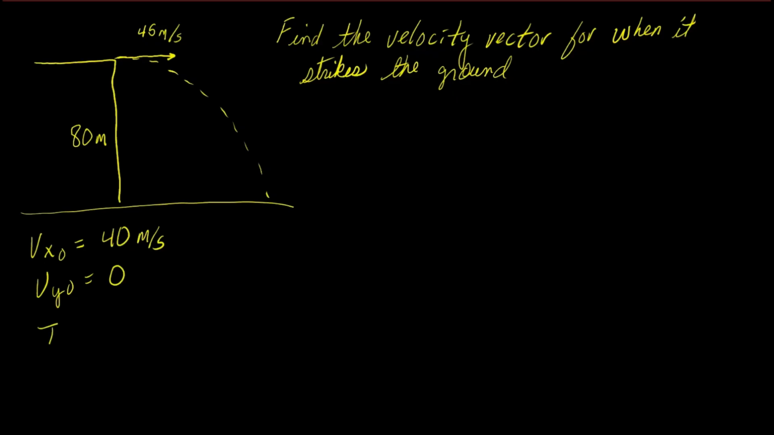Time is going to equal the square root of 2 times 80 divided by 9.8. So that means that the time in the air is going to be 4.04 seconds.